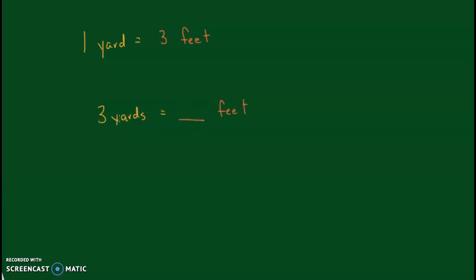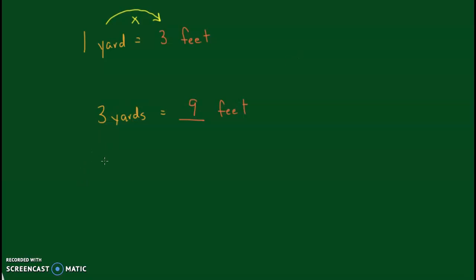Our starting point is yards. We're starting with yards and we're going to feet. The number gets bigger, so we have to multiply, and we're going to multiply by 3. 3 times 3 is 9. So 3 yards is the same as 9 feet.